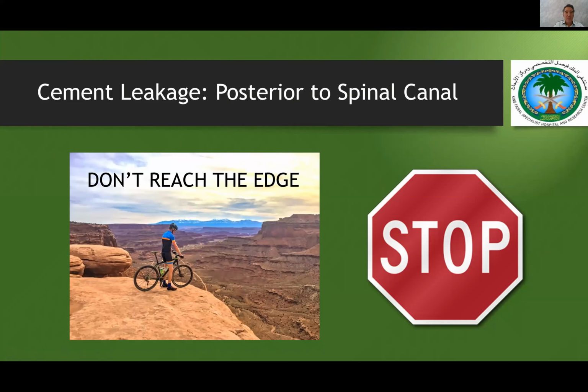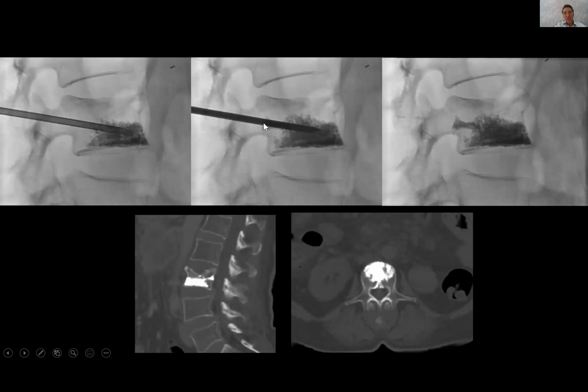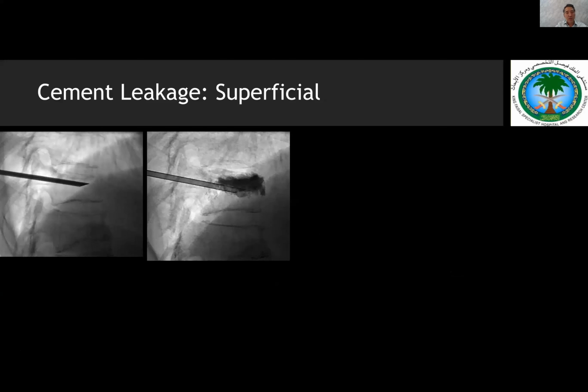Posterior leak, this is disastrous. My advice: don't reach the edge of the posterior cortex. And if you are there, stop. Don't do anything. This is an example. We're doing a vertebroplasty. We didn't fill it. You can see some cement here. We stopped immediately, emptied the needle, and came out just barely. It's probably going to go into the epidural vein, and then into the spinal canal. So stop there and don't do anything.